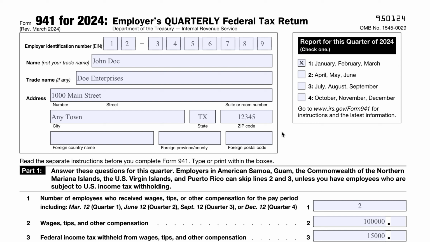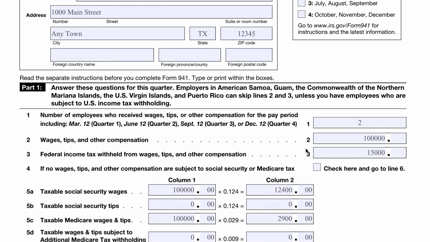So let's go to Part 1, where we will go over the information that John Doe put into his tax return. In line 1, you'll enter the number of employees that received any wages, tips, or other compensation for the pay period, specifically on the dates prescribed. For quarter 1, that would be March 12th. Quarter 2, that would be June 12th. Quarter 3, September 12th. So anyone that had received that compensation for the pay period to include up to those dates.